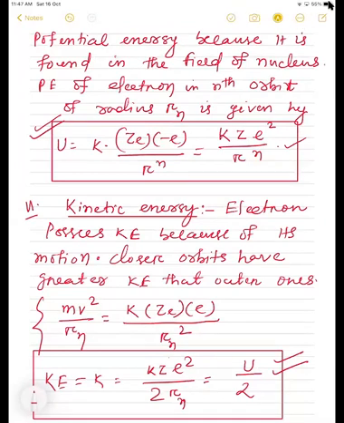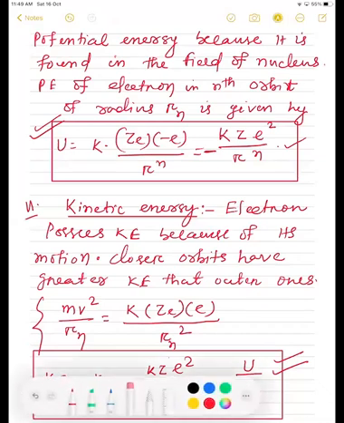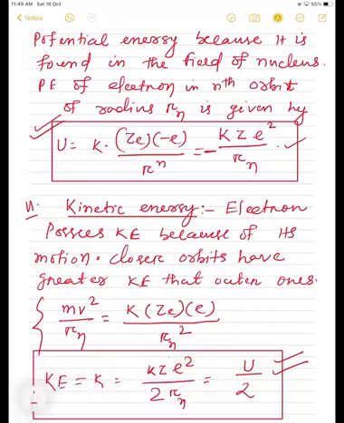Just write. All are writing or not? See here, one minus sign will be there, right? You know, gravitational potential energy is minus G m1 m2 by r. Electrostatic potential energy is minus k q1 q2 by r. Yes or no? And this is not r to the power n actually. I just wrote it like that. This is Rn, okay? This is Rn. Which orbit is it going in?